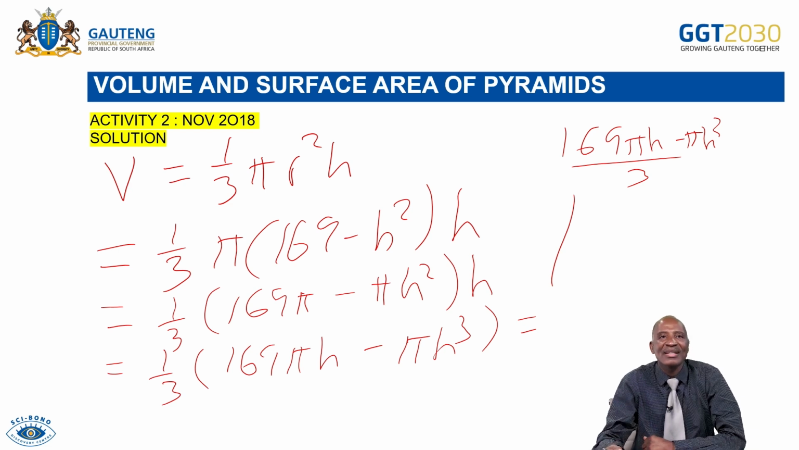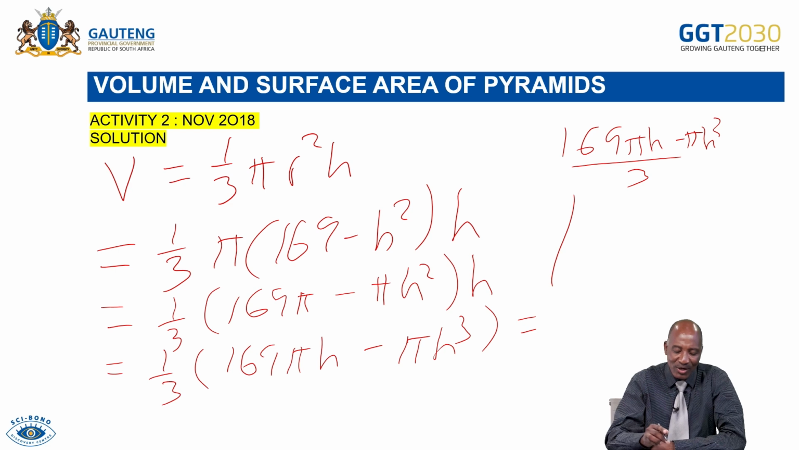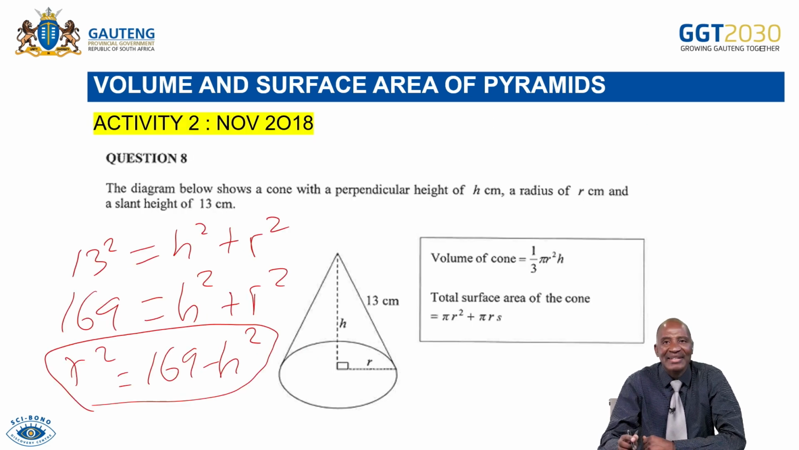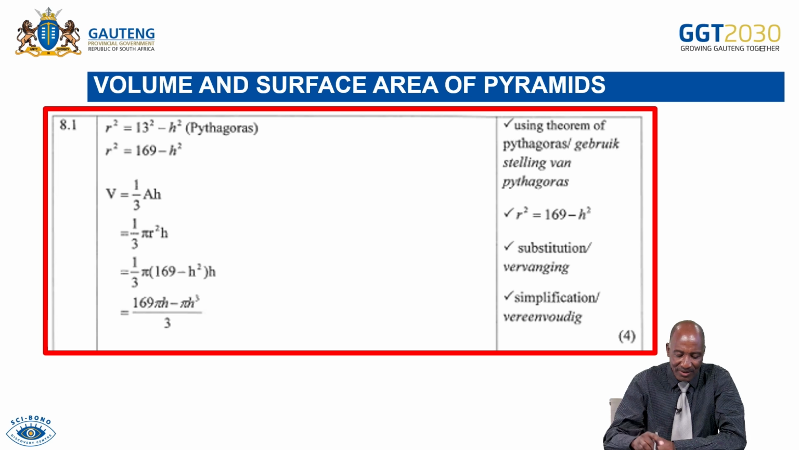That's how you could have shown that the volume in terms of pi and h is 169 pi h minus pi h cubed divided by 3. What we did here, we realized that there is no r in our answer, so we need to get rid of r. How can we get rid of r? We take advantage of the diagram and apply Pythagoras' theorem. The longest side squared, which is our hypotenuse squared, equals the sum of the squares of the other two sides, which is the perpendicular height and the radius. Then we make r squared the subject of the formula. Then we move on to the next part of the question.